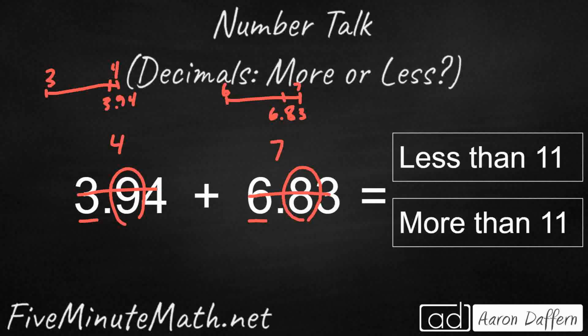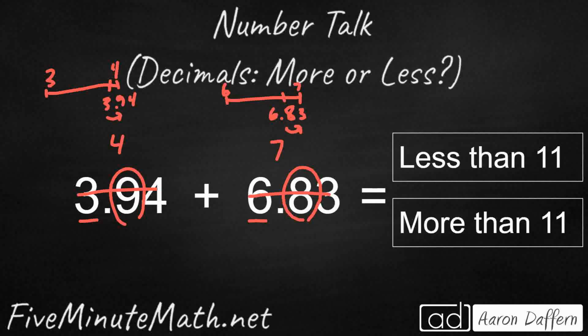All right, so 4 and 7, that makes 11 exactly. Doesn't help me because I need to know whether it's more than 11 or less than 11. But think about what I did with both of these numbers. In both of these numbers, I had to round up. It wasn't quite at that whole number.